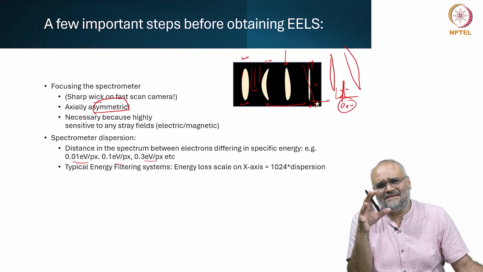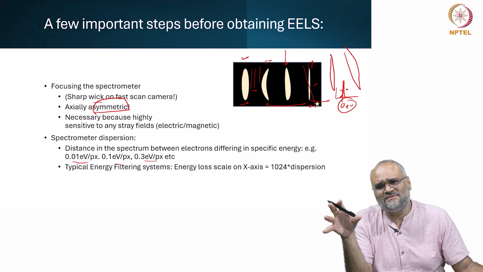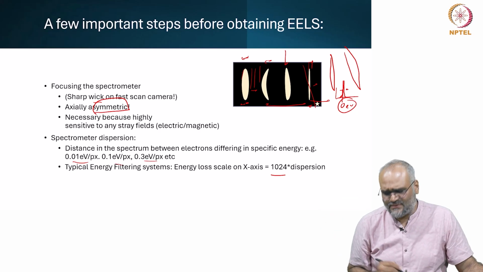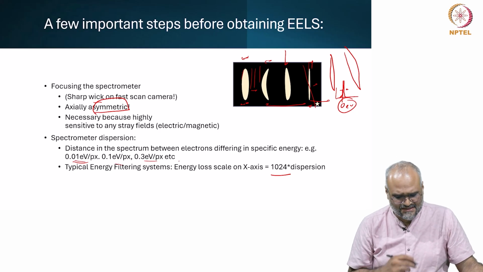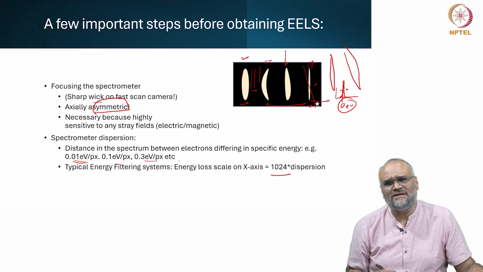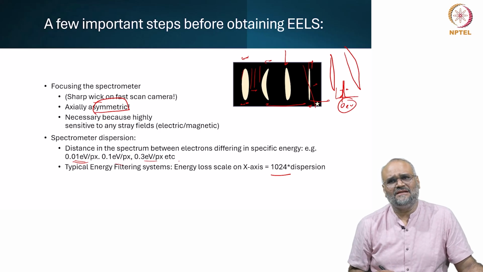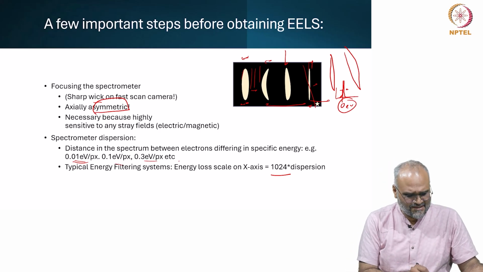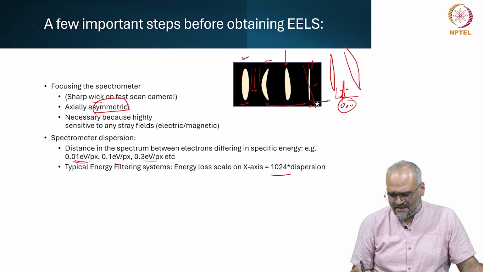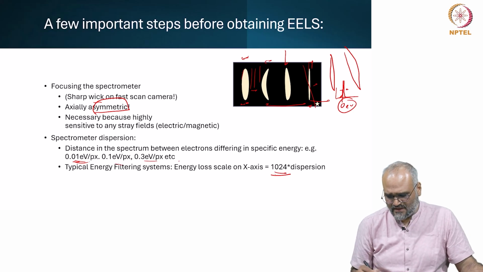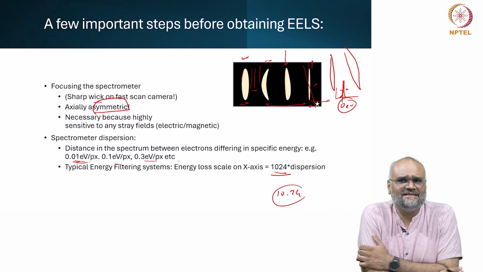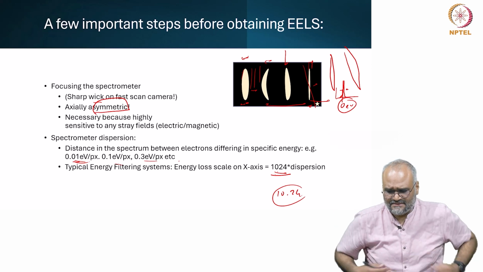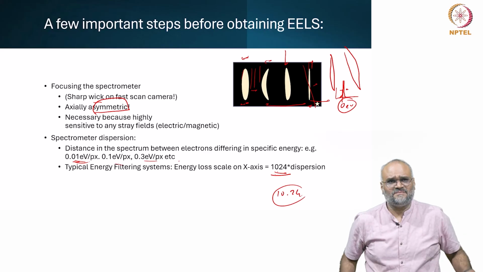So typically the energy filtering systems you have now have 1024 pixels, and this multiplied with the dispersion that you have gives you the energy window you are looking at. So for example, if I am looking at 0.01 eV per pixel multiplied with 1024, that gives me a 10.24 eV window of energy that I am collecting, and this is what you get for the EELS low loss spectra.